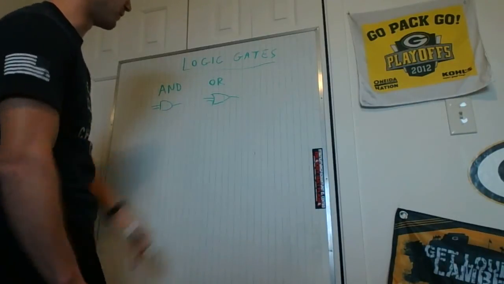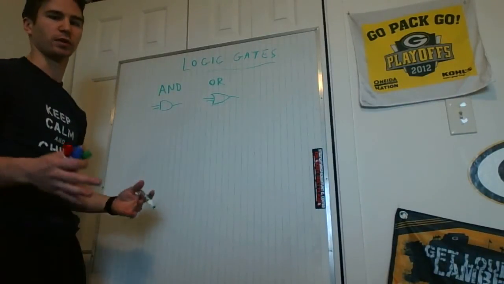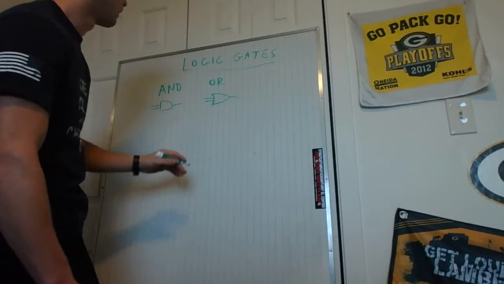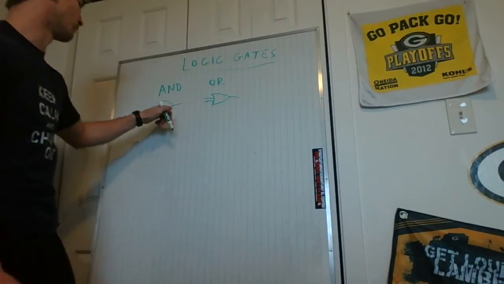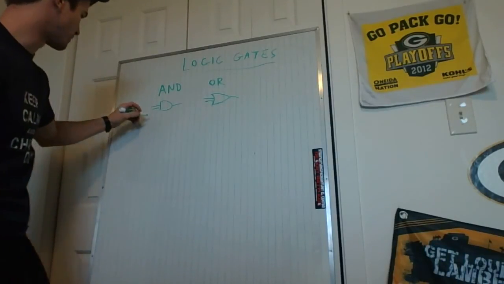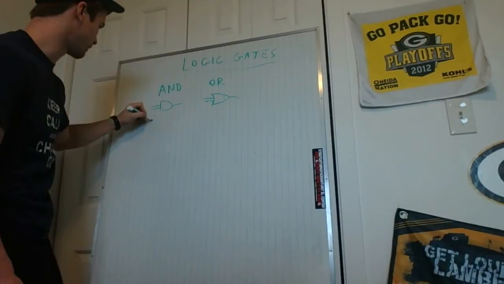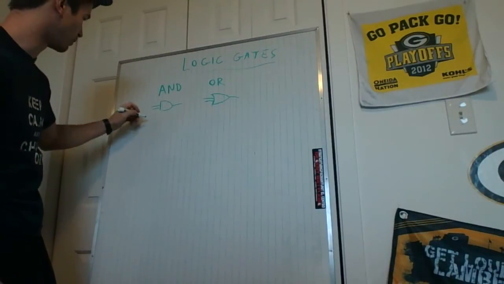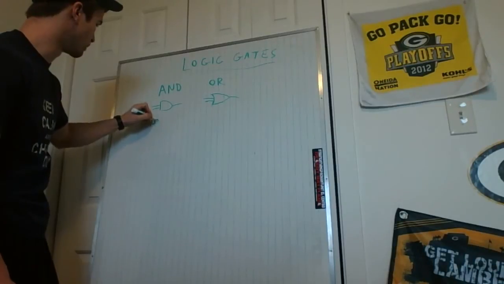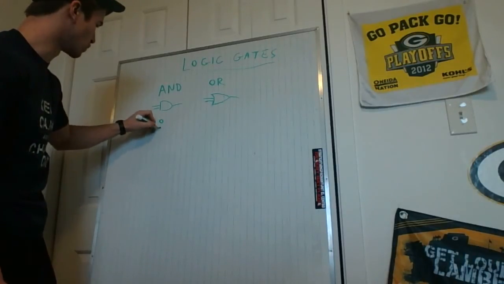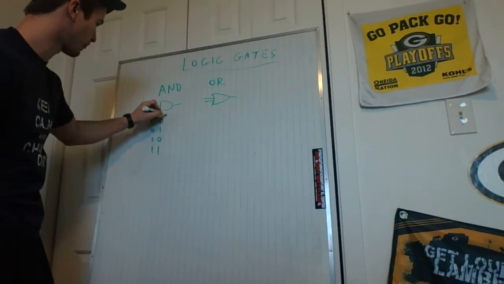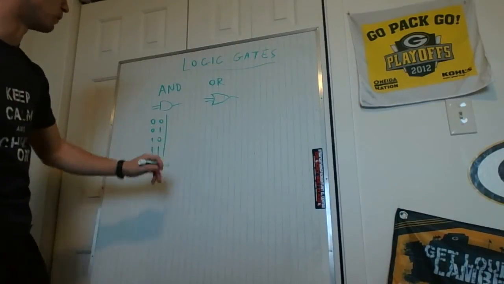And again, these are just visual representations of them. It's not actually what they look like. It's all computer circuit stuff, but these are the visual representations of what an AND and an OR gate look like. So let's go back to our truth tables. If you remember those, we need to have 2 inputs and 1 output for every gate. So for our inputs, we'll do 0, 0, 0, 1, 1, 0, and 1, 1. And then on this side will be our outputs.